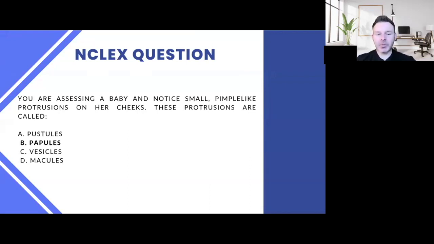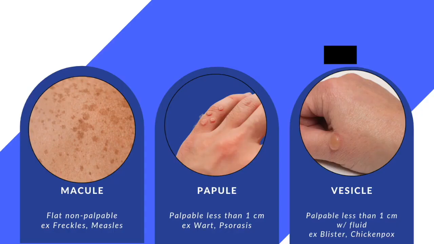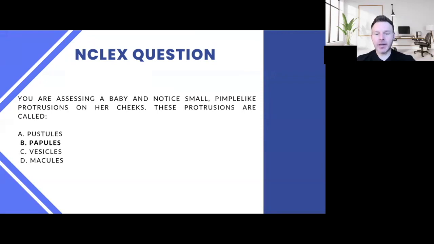And B, a papule, is less than 1 centimeter. An example would be a wart or kind of pimple-like, okay? A pustule is a pus-filled vesicle. So it's a vesicle that contains fluid, specifically pus. Vesicles are also less than 1 centimeter, but they have to contain fluid for us to call it a vesicle. Those would be blisters, chickenpox, those sort of things. Macules, okay? A macule is going to be flat, non-palpable. So they're going to be like a freckle or measles, all right?